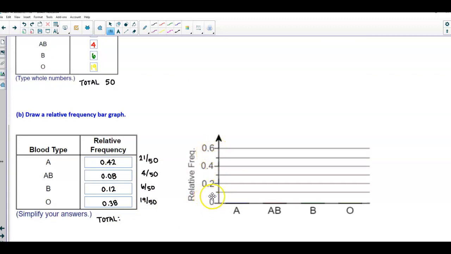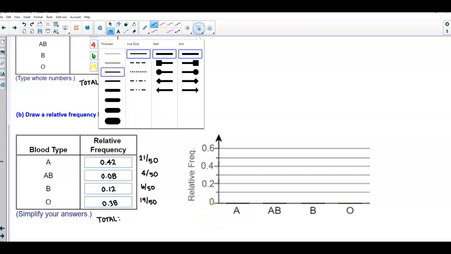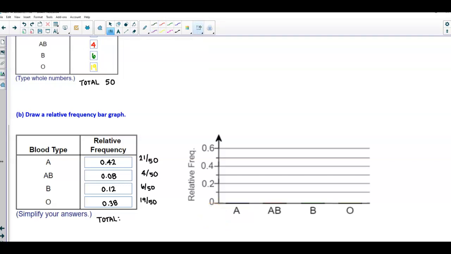So it's increments of 0.1, 0.2. So 0, 0.1, 0.2, 0.3, 0.4, and so on. Therefore, we need to make sure that we change the scaling on it. And now we're going to graph according to our values for the relative frequency. So blood type A is 0.42. We're going to come all the way up here and then go up just a little bit over to get 0.42. And then we're going to fill that in with our color blue like we did in the previous one for blood type A.